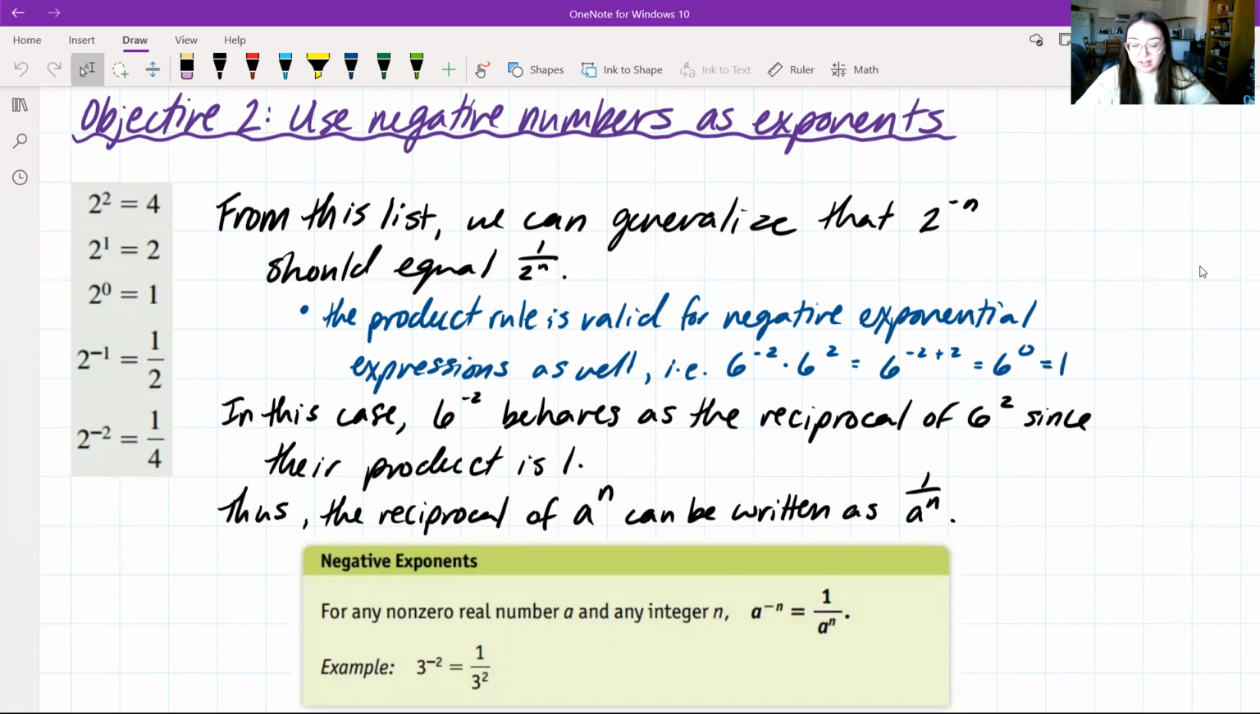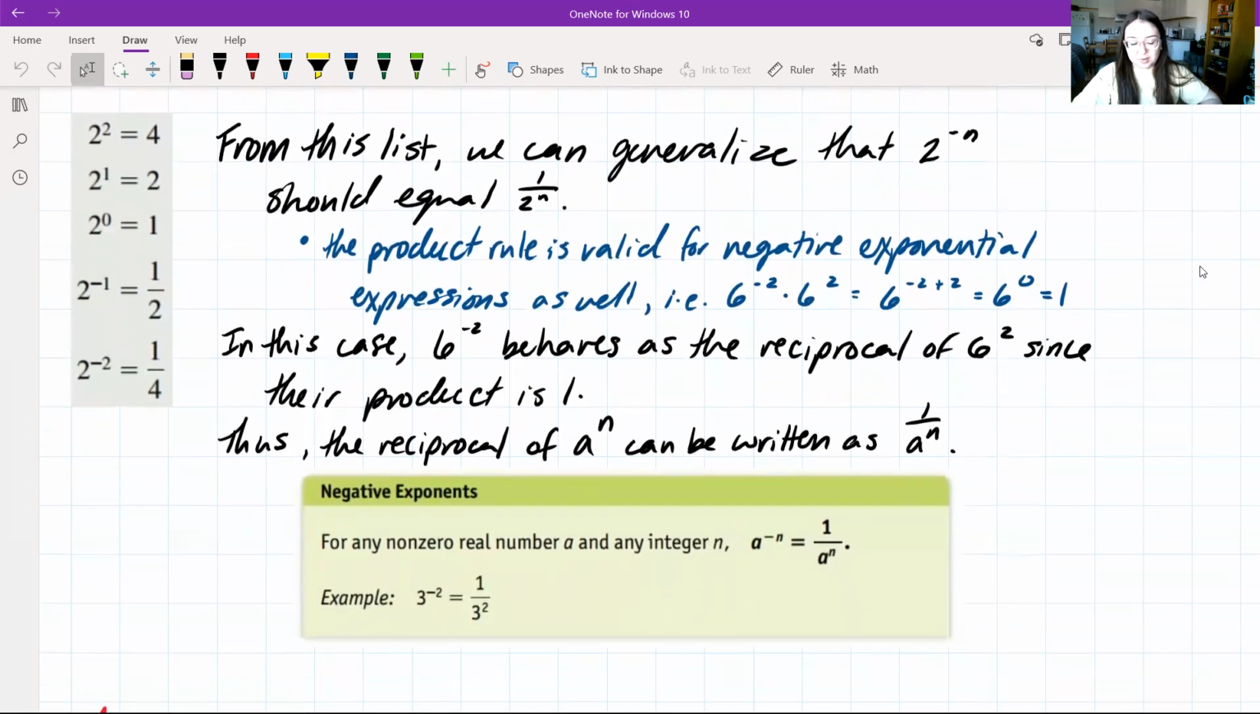So the product rule is valid for negative exponential expressions as well. So now our product rule will work. If we have 6 to the power of negative 2 times 6 to the power of 2, this can be simplified to 6 to the power of negative 2 plus 2, which is equal to 6 to the power of 0, which is 1. So in this case, 6 to the power of negative 2 behaves as the reciprocal of 6 to the power of 2, since their product is going to be 1. Thus, the reciprocal of a to the power of n can be written as 1 divided by a to the power of n.